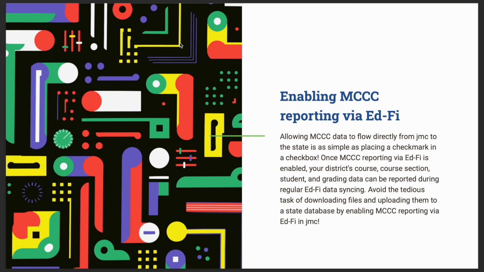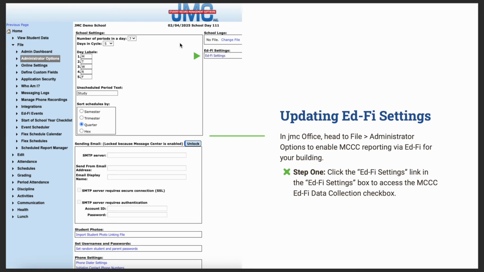Avoid the tedious task of downloading files and uploading them to a state database by enabling MCCC reporting via EdFi in JMC. In JMC Office, head to File Administrator Options to enable MCCC reporting via EdFi for your building.